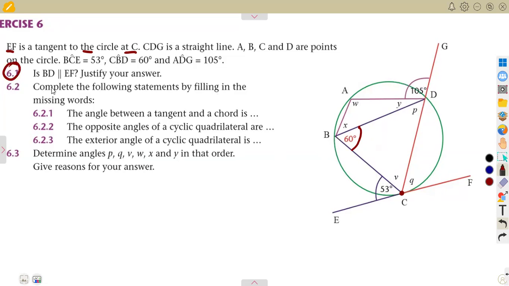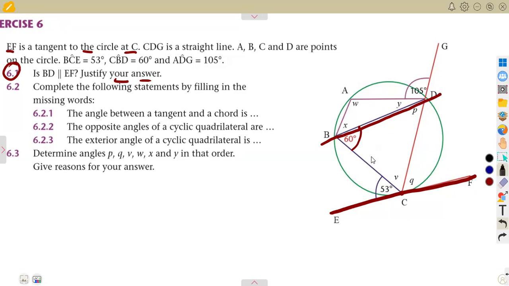6.1 is BD parallel to EF. Justify your answer. It's a question. They are asking you, are these two lines parallel? Line BD and the line EF, are they parallel? If they are parallel, we are supposed to use any theorem about parallel lines, consider corresponding angles, co-interior angles, alternate angles, everything from our grade 9.